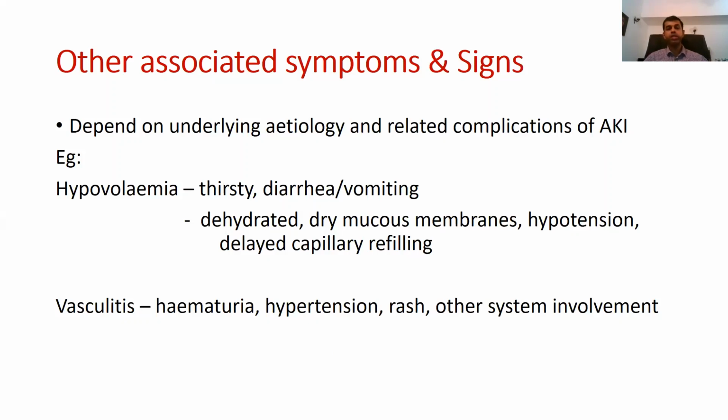Then if you consider intrinsic causes like vasculitis, which would give rise to an intrinsic cause of acute kidney injury and oliguria, they will have other symptoms like hematuria, high blood pressure, depending on the type of vasculitis, body rashes, and other system involvements. For example, if you're talking about anti-glomerular basement membrane disease, or if you're talking about ANCA-associated vasculitis, there might be lung involvement, pulmonary hemorrhages associated with that, and that would guide us in the direction of the underlying cause.